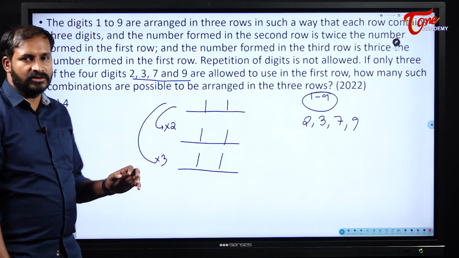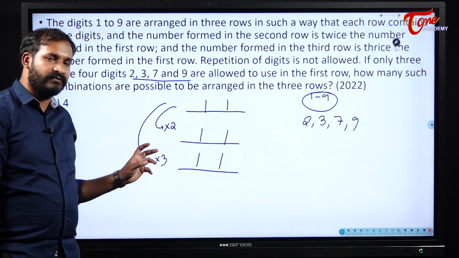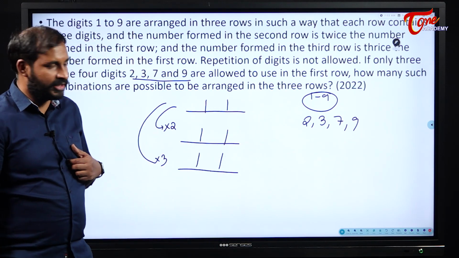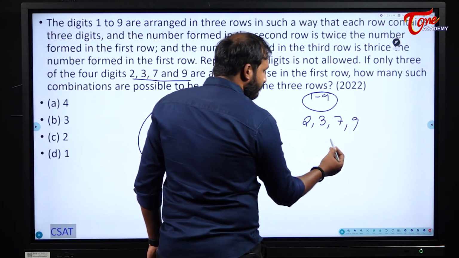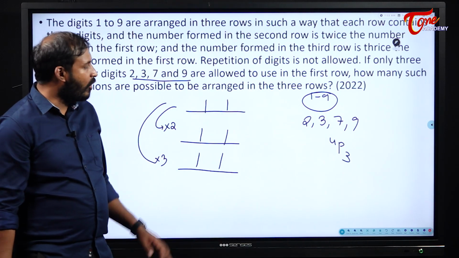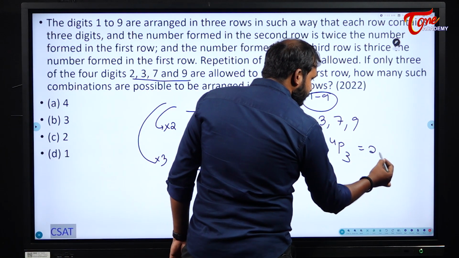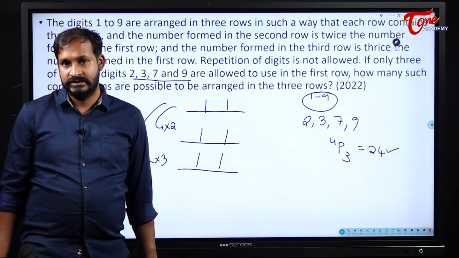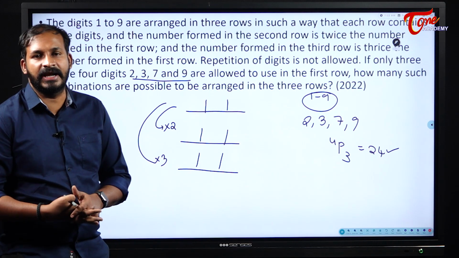Now, this question also will take a lot of time. Don't waste your time in solving these types of questions usually. See here, if I take any 3 of these in the first row, the total number of chances is 4P3. In the first row, I can take only those 4 digits, right? So how many numbers can I form in the first row? 24. So usually you need to cross verify 24 numbers. But it will waste a lot of time for you, students. Instead of that, we will try some trial and error method.